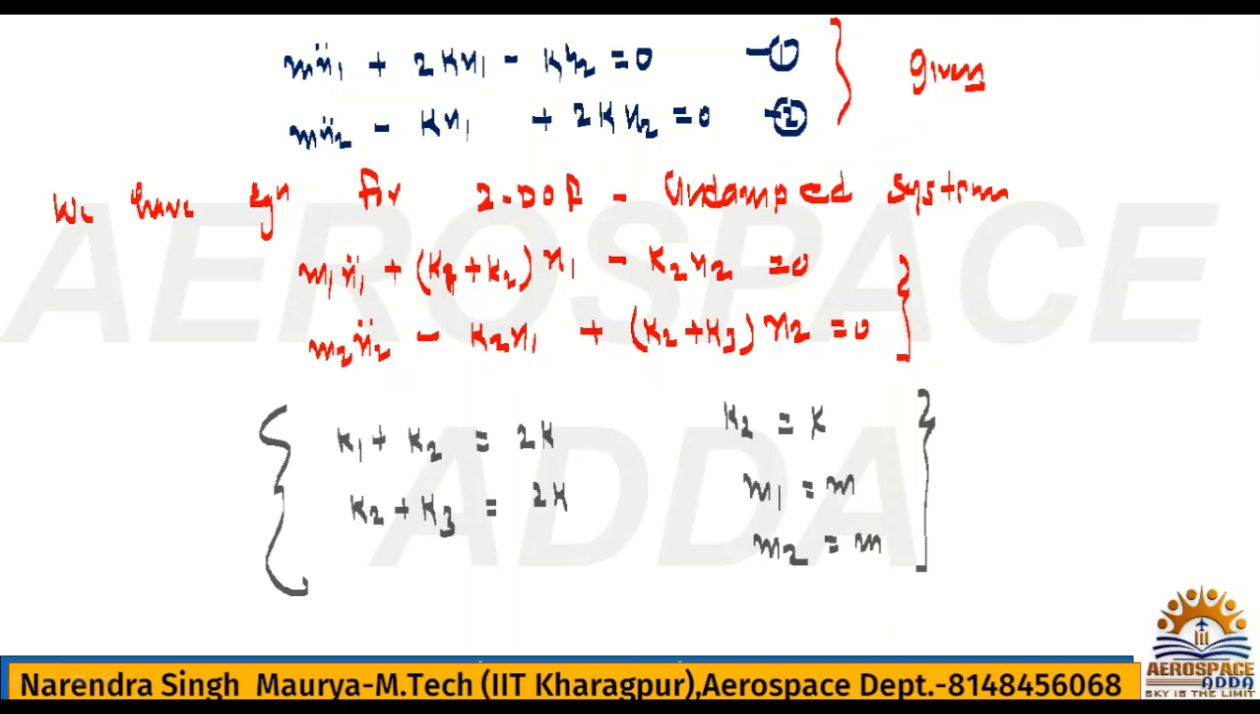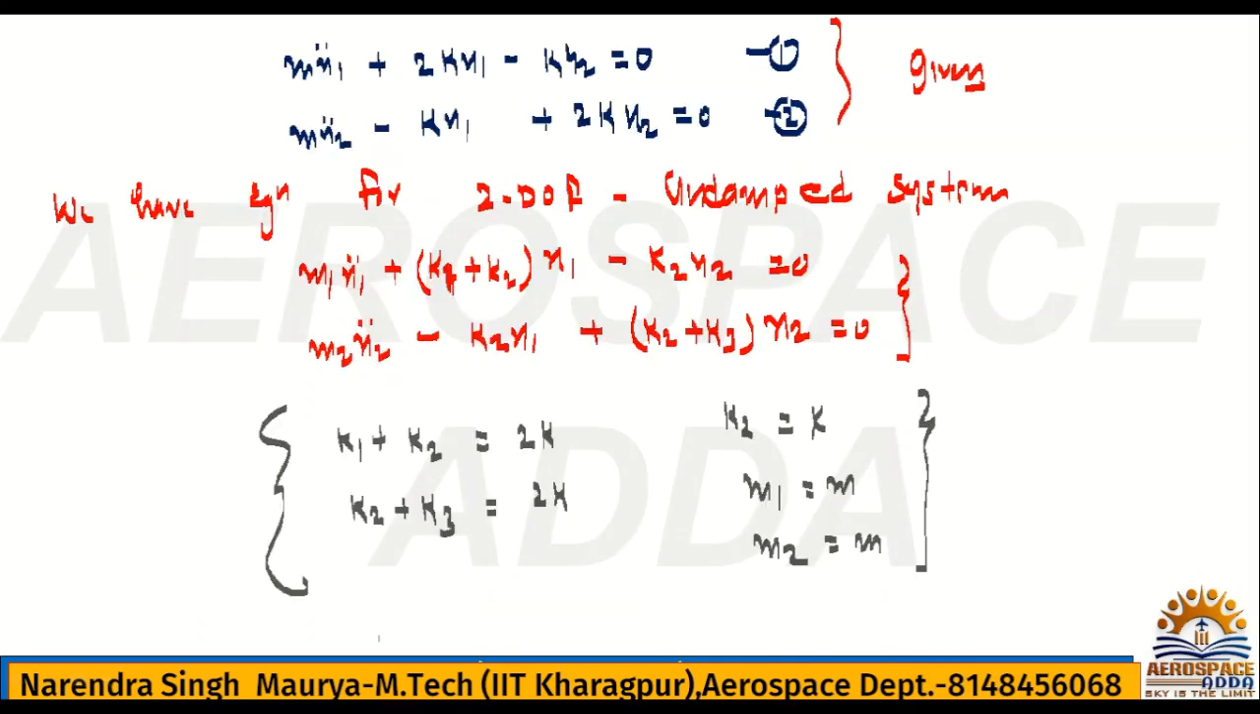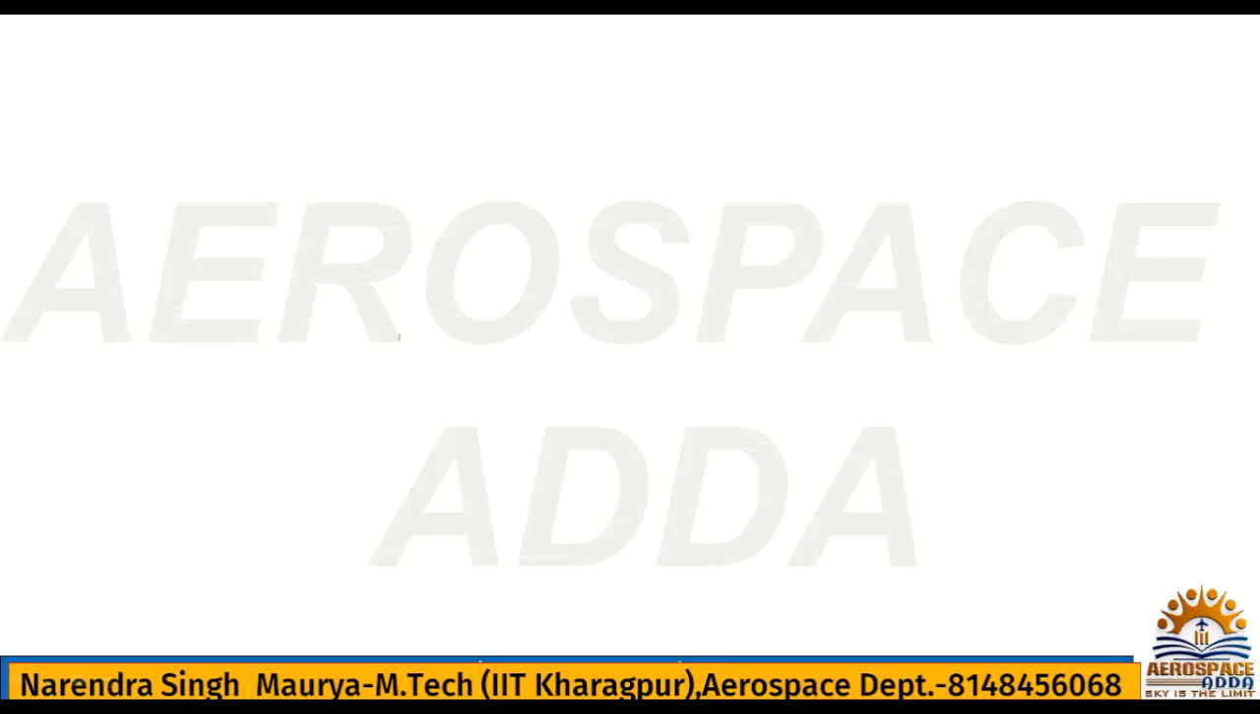Similarly, check k2 here. In our standard equation, this is minus k2. What is minus k2? It is minus k. So minus minus cancel out, k2 becomes k. Check, this is m1 in our standard equation. So m1 is m, this is m2, m2 is m, all values I have written. Now I will put them in my standard equation. This is the standard equation, right? So now we'll go for the solution. Now I'll go a little bit fast because you have to write the data only.